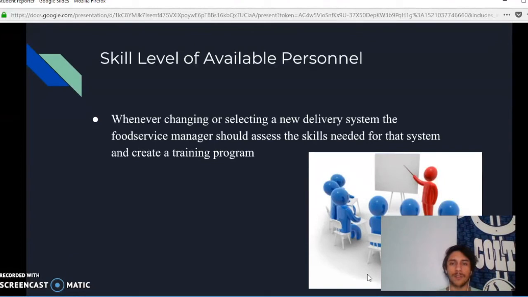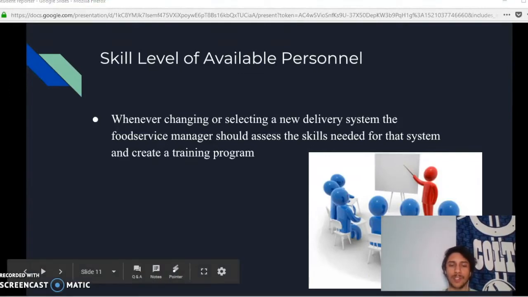The next factor is the skill level of available personnel. Whenever changing or selecting a new delivery system, the food service manager should assess the skills needed for that system and create training programs. The food service manager must be able to decide on the skills needed to operate a new system and on the employees' ability to learn. Lastly, the developed training program should be designed to ensure employees are well trained and knowledgeable in the use, care, and safety features of all equipment and delivery procedures.